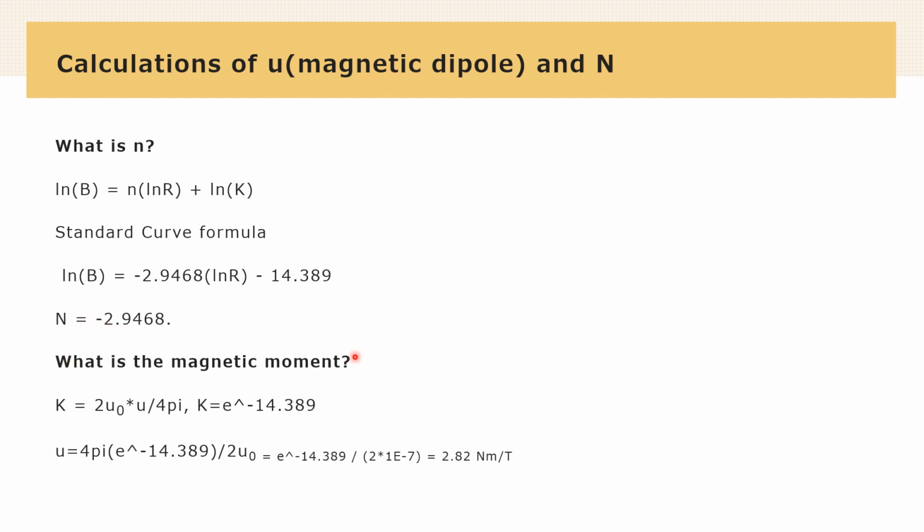The magnetic moment was found using the following formula. So the k constant is equal to 2 times the permeability constant times u over 4 pi, and that means that k is equal to e to the negative 14.3829, which is the y-intercept. U is then equal to this formula, and we got 2.82 for this value.